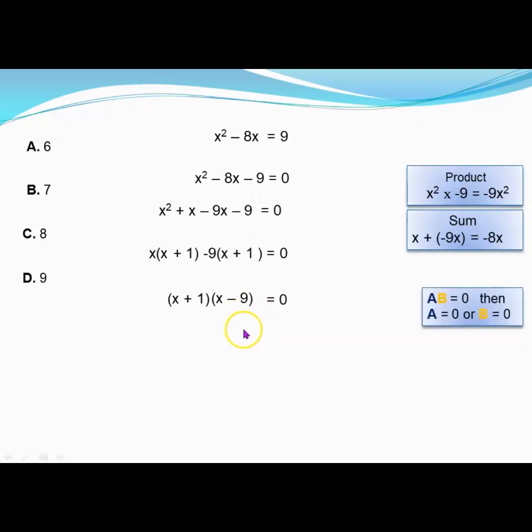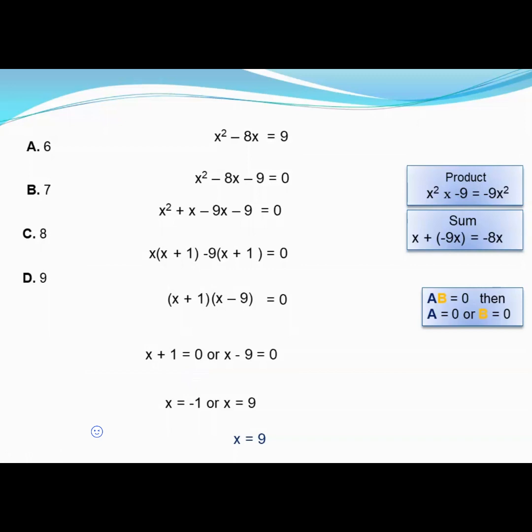Now if we have a times b equal to 0, then a must be equal to 0 or b must be equal to 0, right? Let's apply that here. Then we have x plus 1 equal to 0 or x plus minus 9 equal to 0. Then let's take this positive 1 to the other side of the equality, and it will become a negative. Or x will be equal to, take this minus 9 to the other side of the equality, then it will be equal to 9, right?